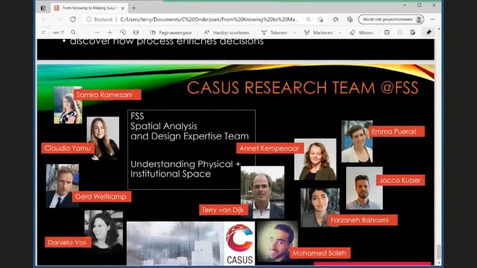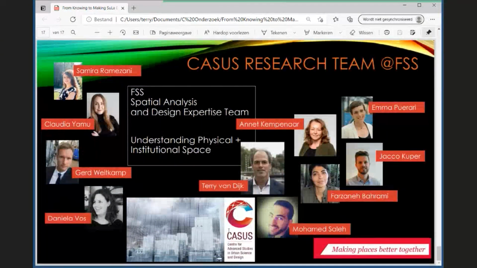And that's what the CASAS research team at the Faculty of Spatial Planning is trying to work at. We have spatial analysts of all sorts, and we have designers of all kinds of degrees working together to make our faculty motto reality: making places better together. That's what we go for. Amen. Back to you, Frans.